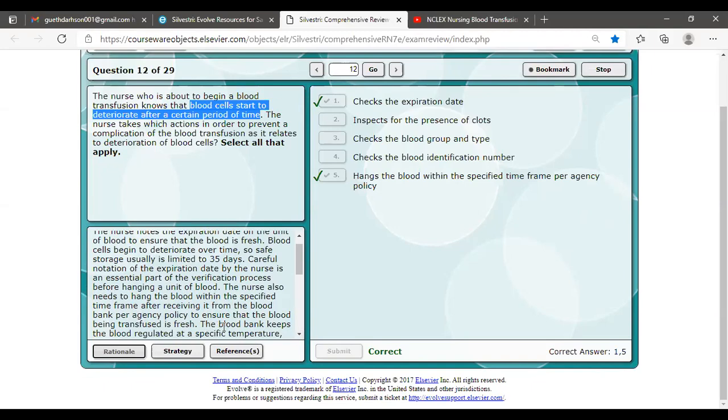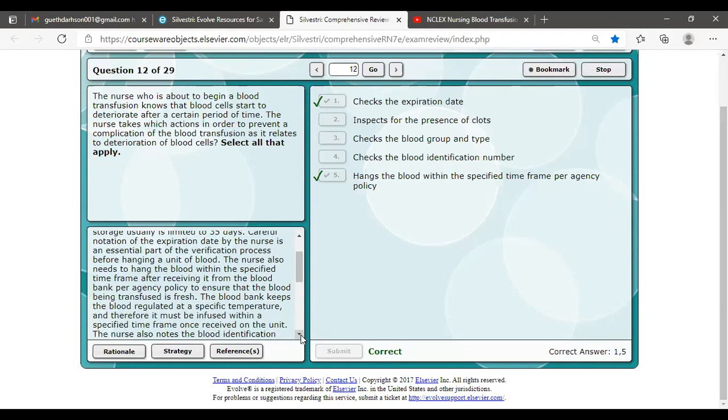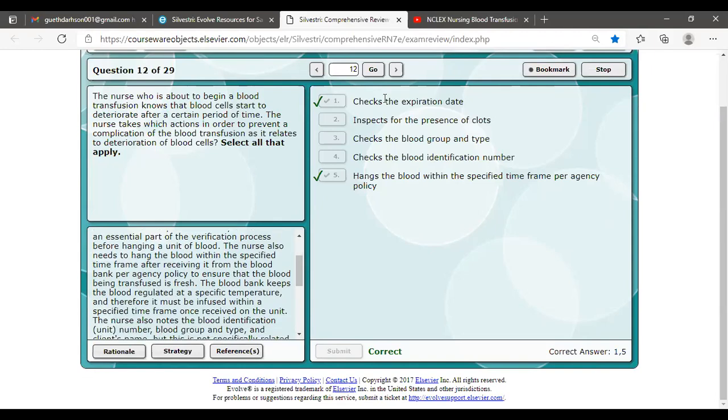Last line, the blood bank keeps the blood regulated at a specific temperature for a long time, but it is not possible to keep it outside or on the hospital floor, right? So go to the next.